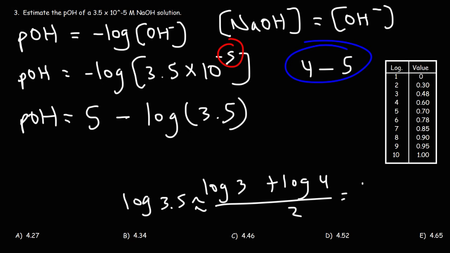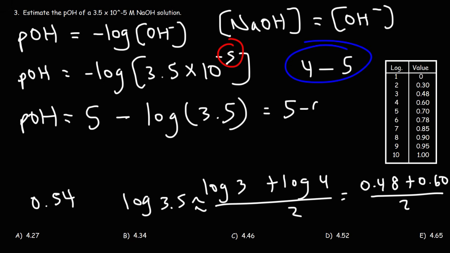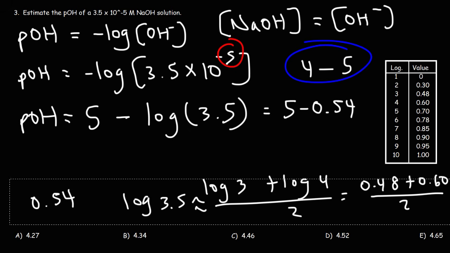Log 3 is 0.48. Log 4 is 0.60. And 60 plus 48, that's 108. 108 divided by 2 is 54. So the average of 0.48 and 0.60 is 0.54. So this becomes 5 minus 0.54. So now we got to do some subtraction.